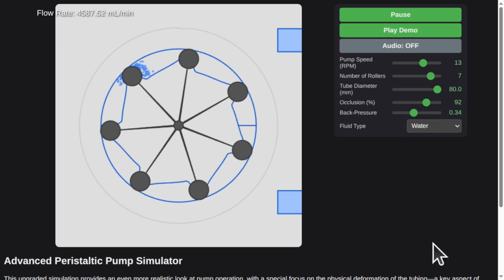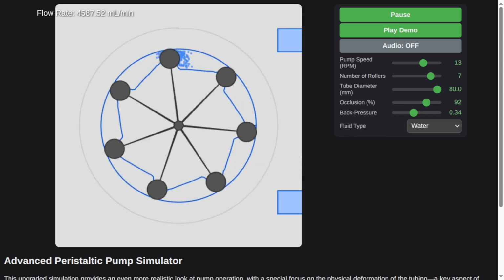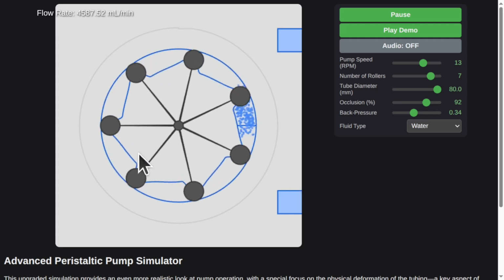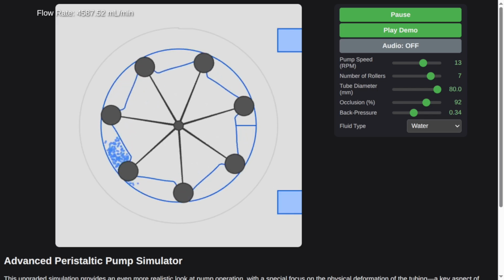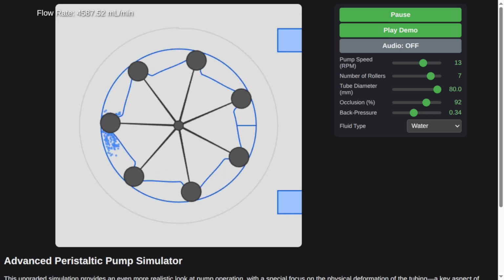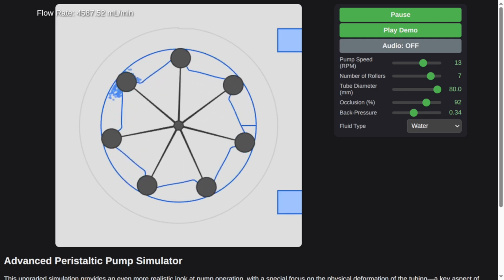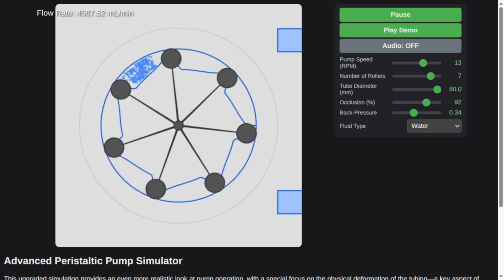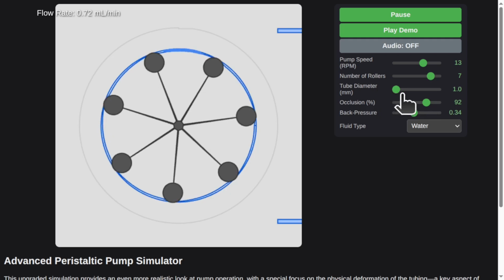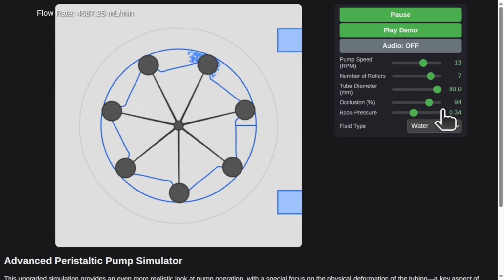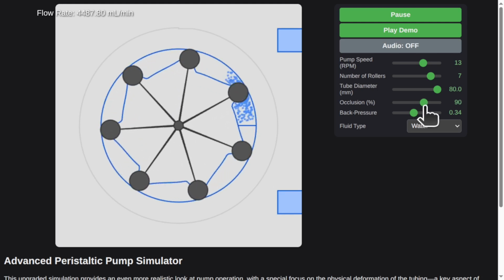Okay, can you explain something real quick? The back pressure, should it change how close the wheels are to the back wall of the tube or not? No, the back pressure setting in the simulation should not change how close the rollers are to the back wall of the tube. The roller's proximity to the tube wall is determined by the physical dimensions of the pump, such as the tube diameter, occlusion percentage, and roller radius. Back pressure, on the other hand, simulates resistance at the outlet of the pump, affecting the flow rate and the movement of fluid particles within the tube.